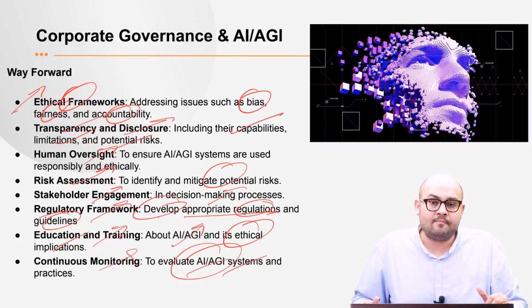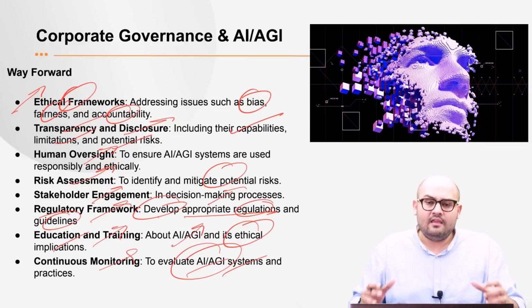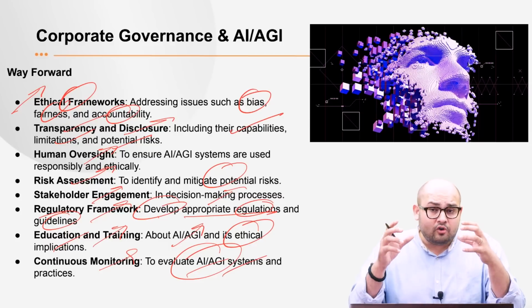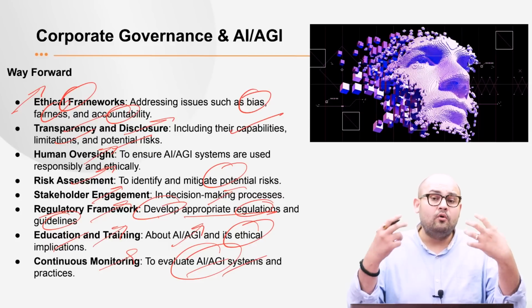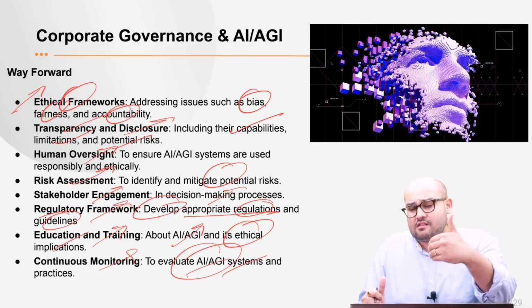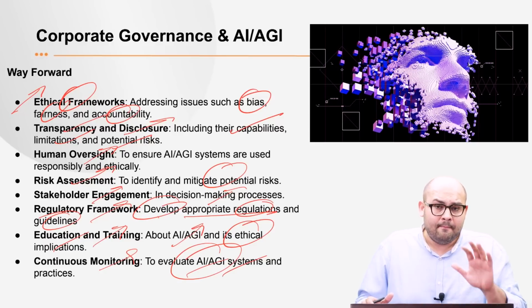and their practices. So what we see is that different corporates are integrating AI and AGI into their overall functioning. Therefore, it becomes important that the corporate governance framework is made more robust and in line with the challenges posed by the AI and the AGI, right? So this is what you need to know with respect to this particular article.